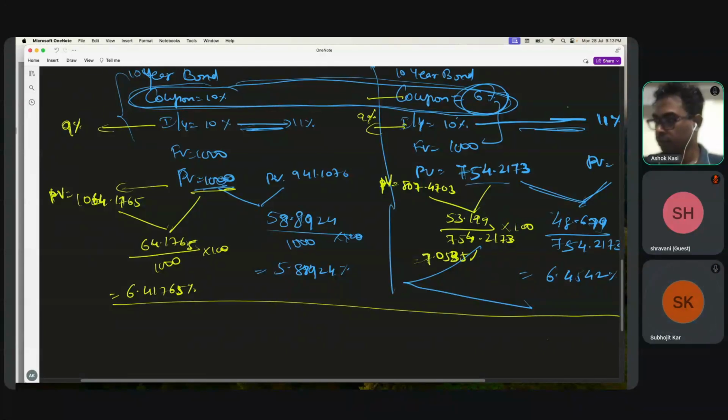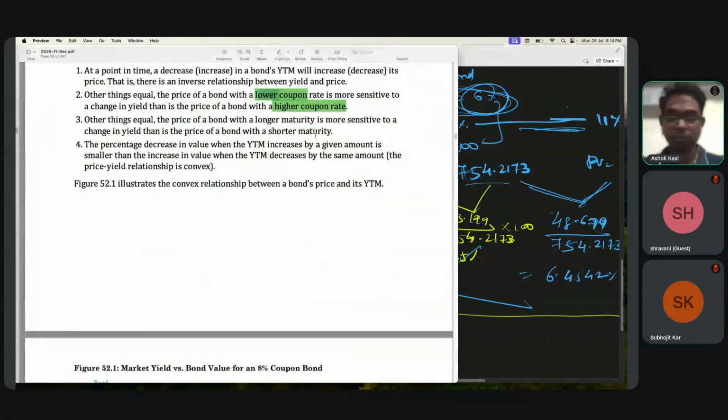So again, 7.0535. Now you see which one is more sensitive again. The one with the lower coupon is more sensitive. Let the interest rate go up or let the interest rate come down, a lower coupon bond is more price sensitive to change. Okay. The next one, third one.